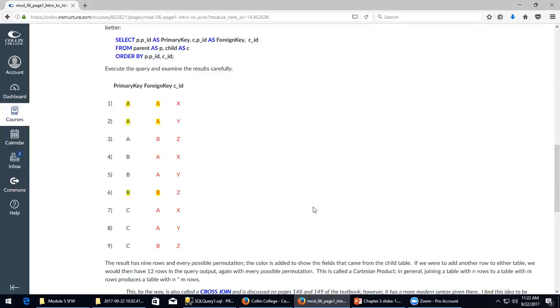What did I get when I put the 2 tables together in the select state, in the from line, from parent, comma, child? What did I get? Remember, I had 3 parent rows and 3 child rows. Notice that I got 9 rows total in my output. What did I get? Explain that to me.